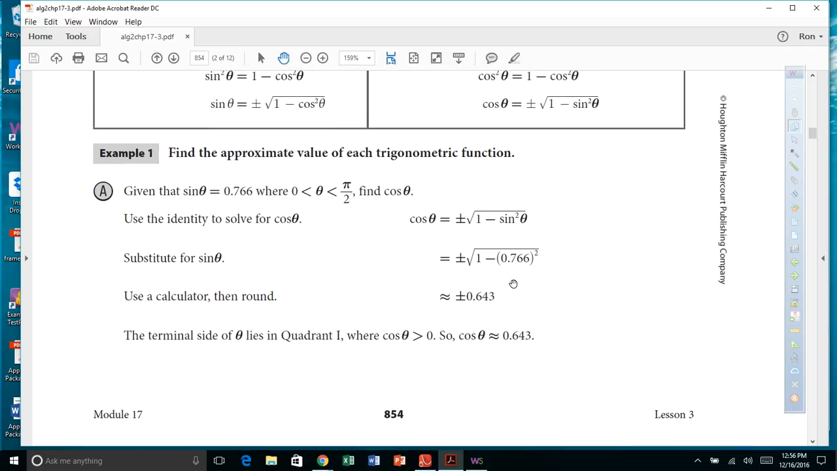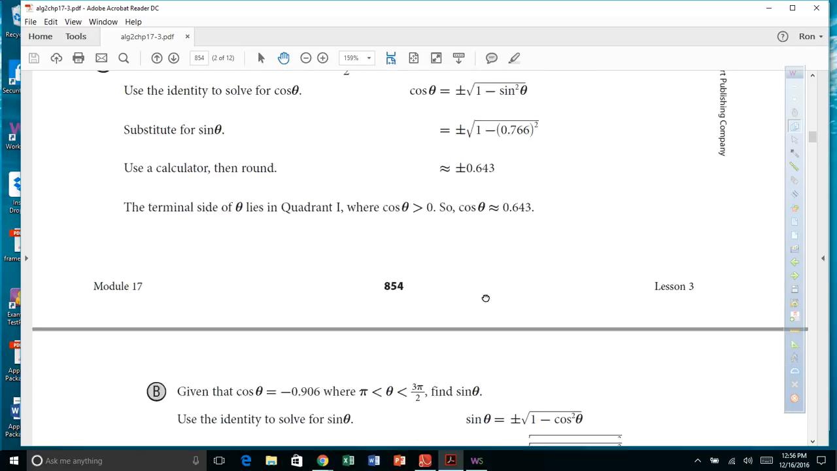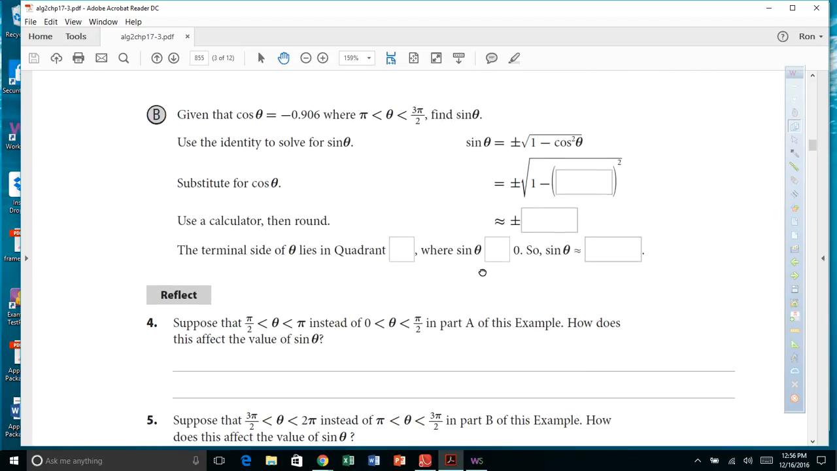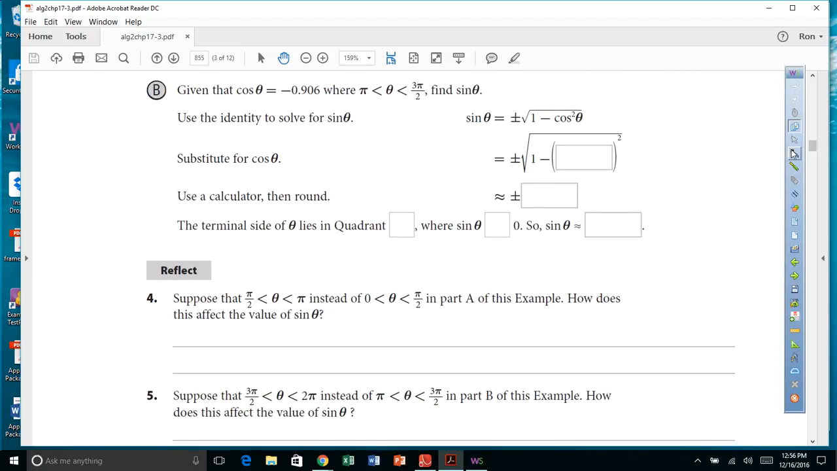Find the approximate value of each trigonometric function. I'll let you do A by yourself, and then we'll do B together when you get back.